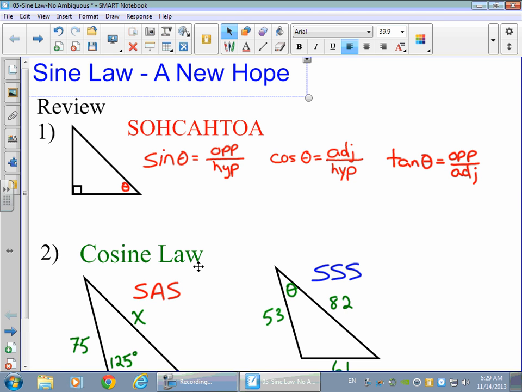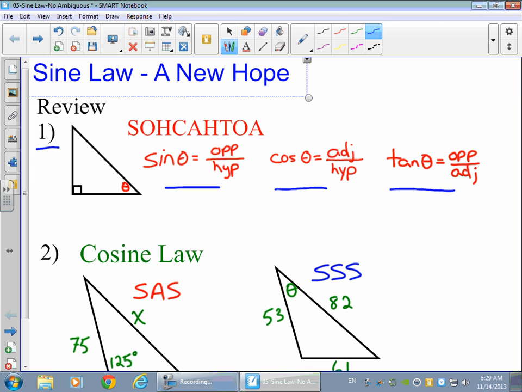Okay, looking at our third and kind of final option, although we'll have a variation on it probably tomorrow. Sine law, the new hope. So just a quick review of what we've seen with a right angle triangle in number one here. Right angle triangle, we have our sine, cos, and tan options. That still remains. If you have a question that has right angles in it, you can certainly use those as long as you have the appropriate information for it.